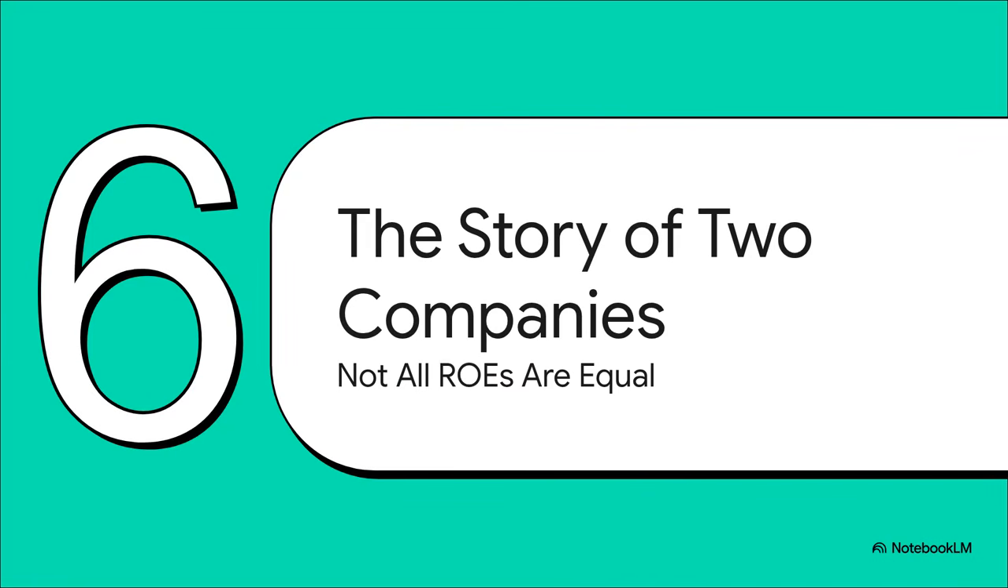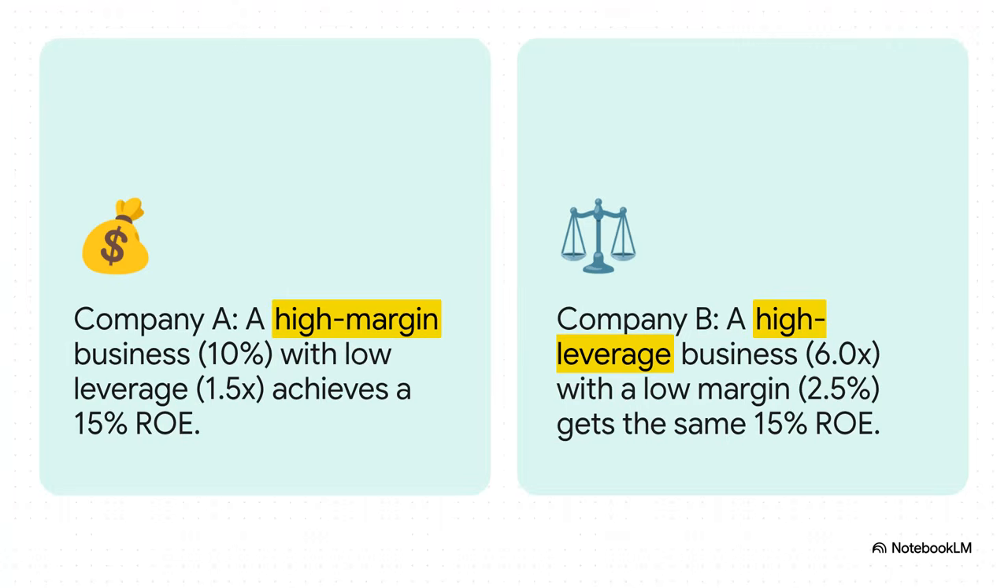All right, so let's circle all the way back to our original puzzle, those two companies that both had a 15% ROE. Now that we have our DuPont tool, we can finally see why they might be two very, very different kinds of investments. Take a look at this. Company A gets to its 15% ROE with a fantastic 10% profit margin and really modest leverage of 1.5. But Company B, whoa, it has a razor-thin 2.5% margin. So to get to that same 15% ROE, it has to use a massive amount of debt, which pushes its equity multiplier all the way up to 6.